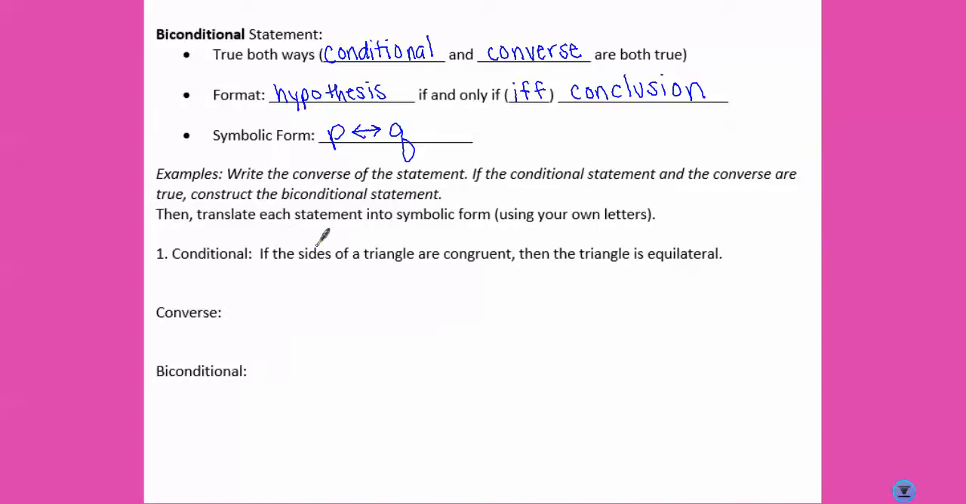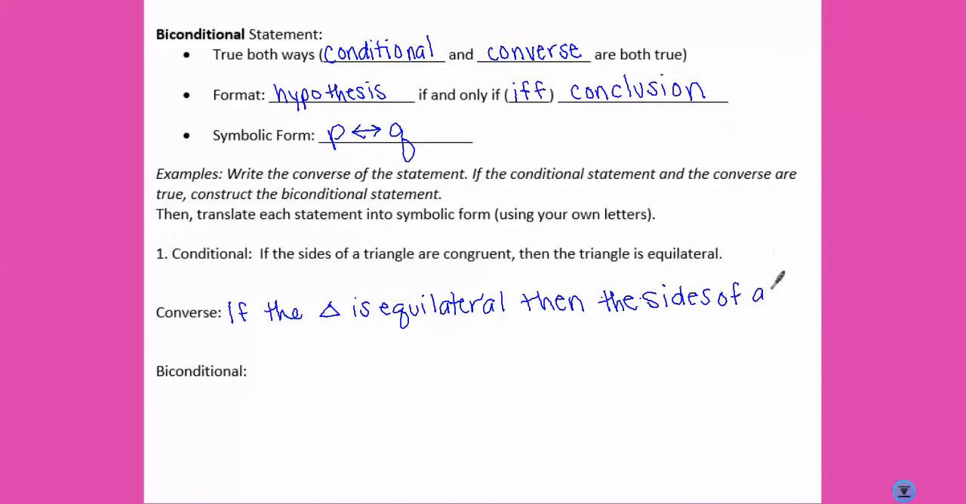So given the conditional, if the sides of a triangle are congruent, then the triangle is equilateral. If we write the converse of this, we would say if the triangle, and I'm just going to use the symbol triangle, is equilateral, then the sides of a triangle are congruent, which means they are all the same length, which is also what equilateral means.